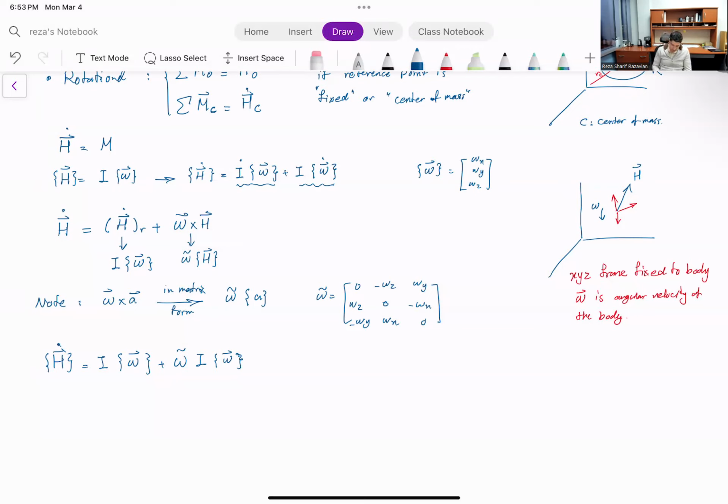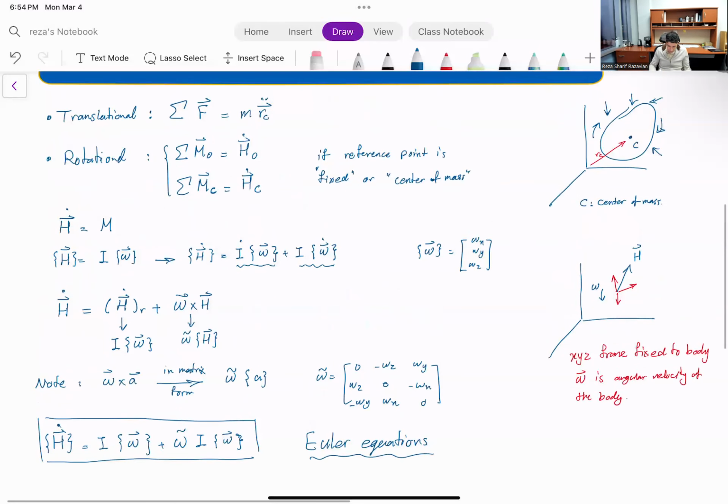And this is the matrix form of what we call Euler equations. And if you take it next to this one, which is a Newton equation, what you end up with is something called the Newton-Euler set of equations that describes both rotation and translation of a rigid body in space.